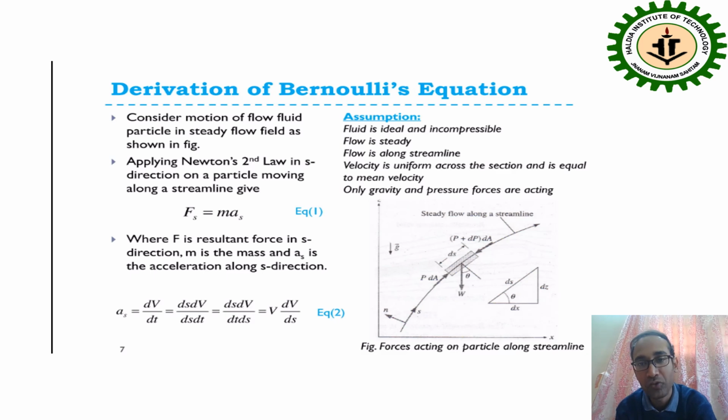Velocity is uniform across the section and is equal to the mean velocity; only gravity and the pressure forces are acting. So, as per Newton's second law, we know that force equals mass into acceleration. We can say the acceleration is dv by dt, that means the derivative of velocity.